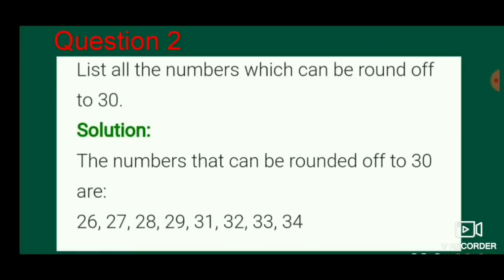In this question, we have to list all the numbers which can be rounded off to 30. The numbers having 2 at tens place that can be rounded off to 30 are 26, 27, 28 and 29 because the digits at unit places are 6, 7, 8 and 9, and these numbers are greater than 5. Similarly, the numbers having 3 at tens place which can be rounded off to 30 are 31, 32, 33 and 34 because the digits at unit places are 1, 2, 3 and 4, and 1, 2, 3 and 4 are less than 5.